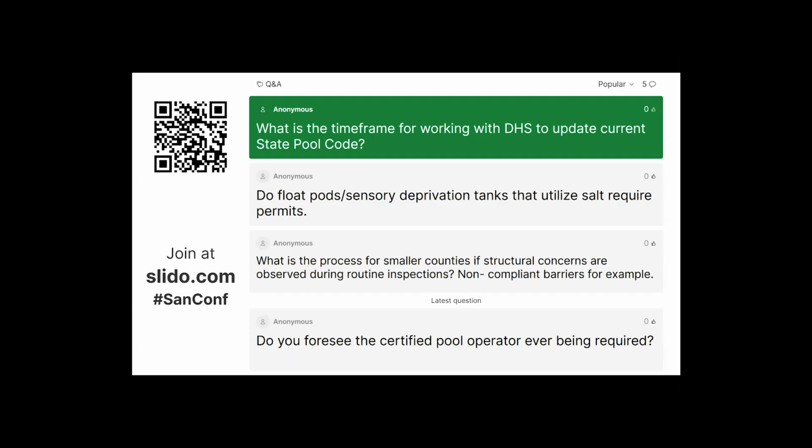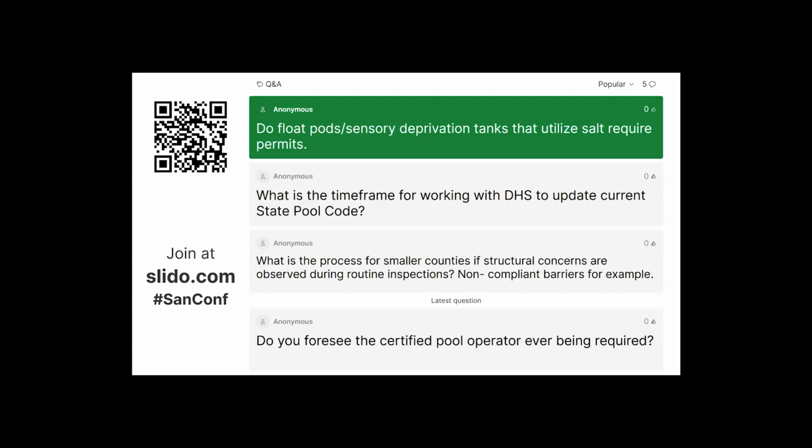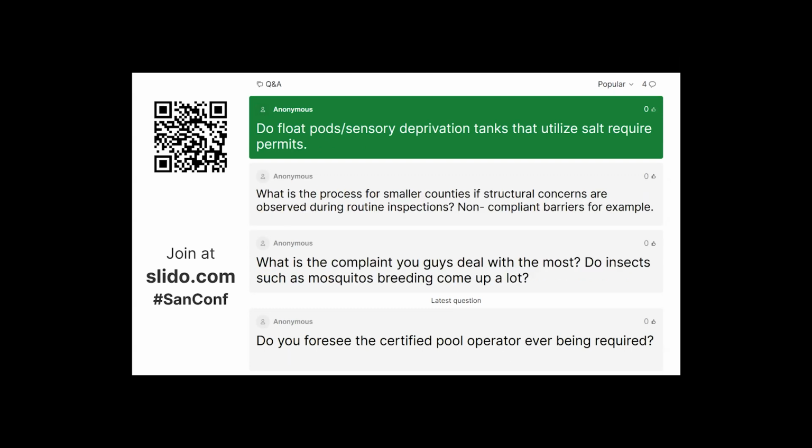On the next question, do float pods or sensory deprivation tanks that utilize salt water require permits? I don't think so. What you're talking about, are you talking about those spa baths where you can go and float in a pod with super high salinity and it relaxes your body? If you're talking about that, no, they don't require a permit.